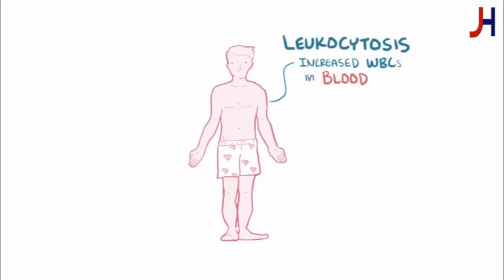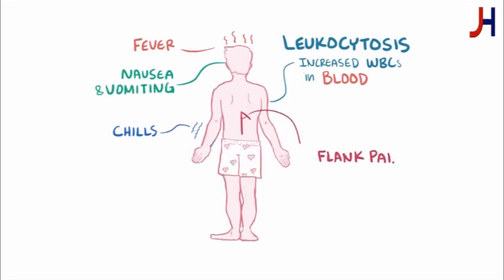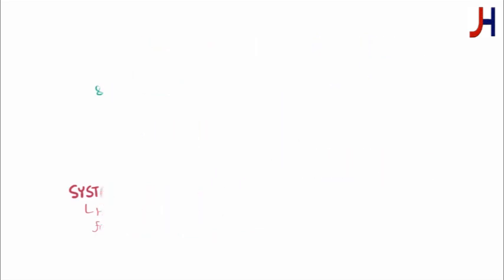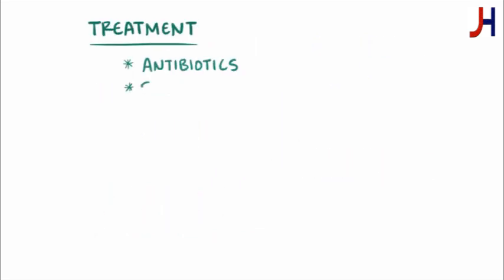And as a result of the inflammatory immune response, patients can also develop fevers, chills, nausea and vomiting, as well as flank pain at the costovertebral angle. These systemic symptoms are what often distinguish acute pyelonephritis from a lower urinary tract infection. Treatment's typically antibiotics and making sure that the individual stays well hydrated.